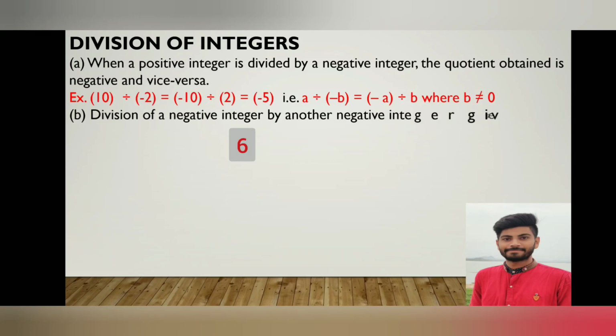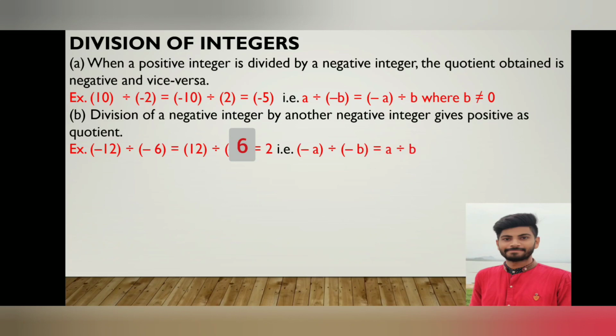Next, division of a negative integer by another negative integer gives a positive quotient. If both integers are negative, then negative divided by negative gives a positive quotient, meaning a positive answer. For example, minus 12 divided by minus 6 is equal to 12 divided by 6, which is the positive answer 2. That is, minus a divided by minus b is equal to a divided by b.